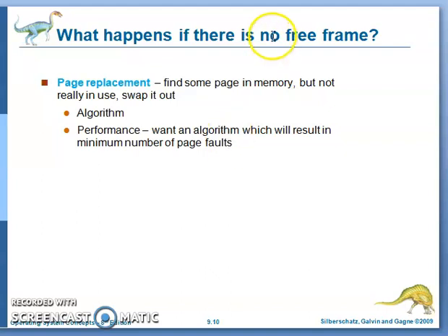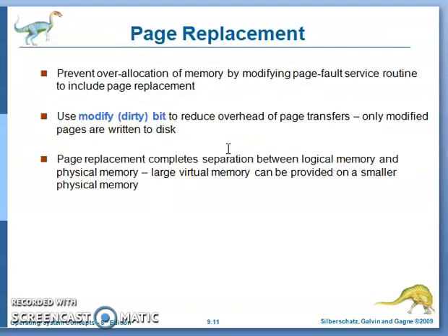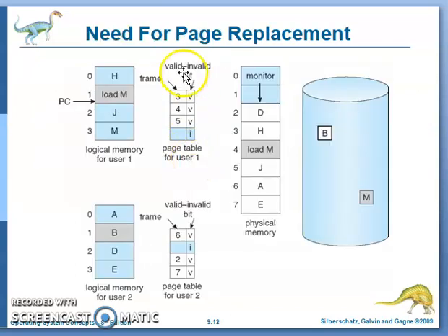So if there is no free frame, you have to replace an existing page. For that replacement we use an algorithm, and that algorithm also gives the minimum number of page faults. There are several page replacement algorithms. These are the page replacement algorithms. The first one is the need for page replacement, which I will explain.